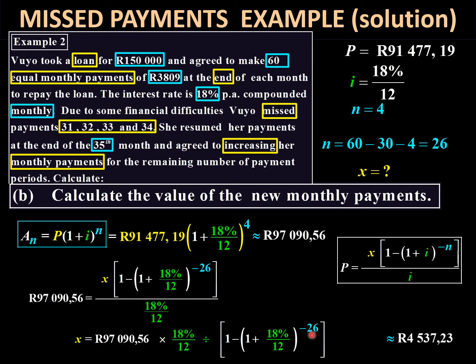And therefore the new payment is now, so you can see for her to make up the payments that she missed, instead of paying 3,809, she now has to pay 4,537 Rand and 23 cents. Then she can still finish everything at the end of the original 60 months, right? So the payments from 3,809 has now increased to 4,537 Rand and 23 cents.